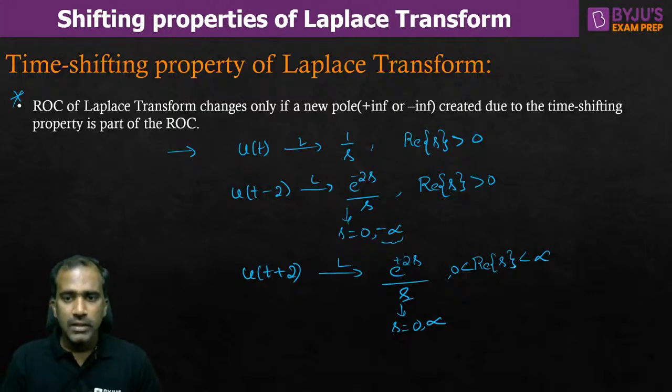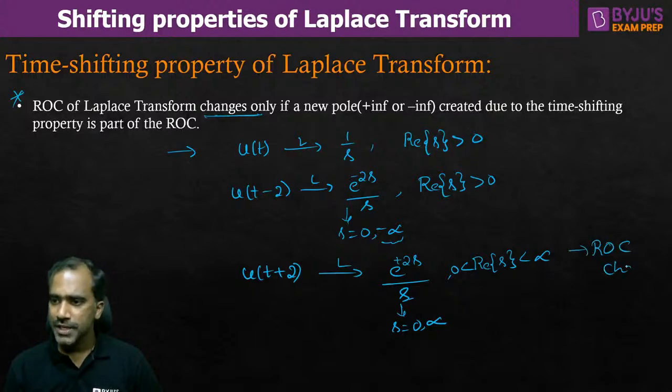Okay. I hope it is clear. So I believe you have understood this point. So the ROC of the Laplace transform changes, when does it change? Only if the new pole that is created due to time shifting is part of the ROC. This infinity is part of this ROC. Hence the ROC is changing. Here the ROC changed because the new pole is part of the ROC. This new pole is part of this ROC.